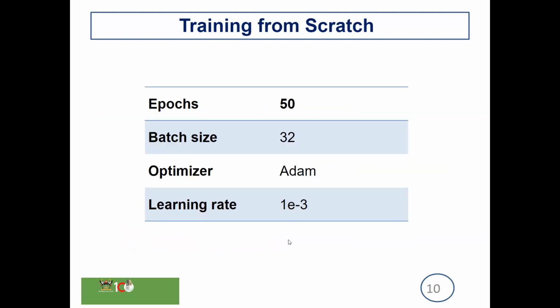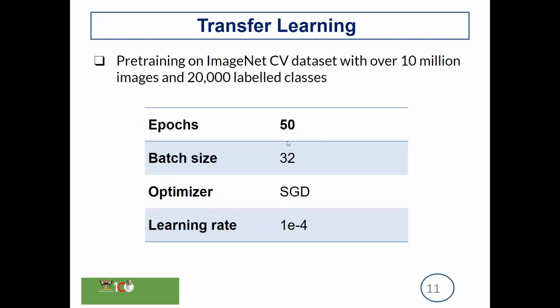For training from scratch, these were their hyperparameters: 50 epochs, 32 batch size, and the Adam optimizer with this learning rate. This was common among all architectures. For transfer learning, they used weights generated from pre-training with ImageNet, which is a computer vision dataset with over 10 million images and 20 labeled classes. Again, these were their hyperparameters for the transfer learning bits. Maybe the only difference is the learning rate is slightly lower, and they use stochastic gradient descent for optimization.